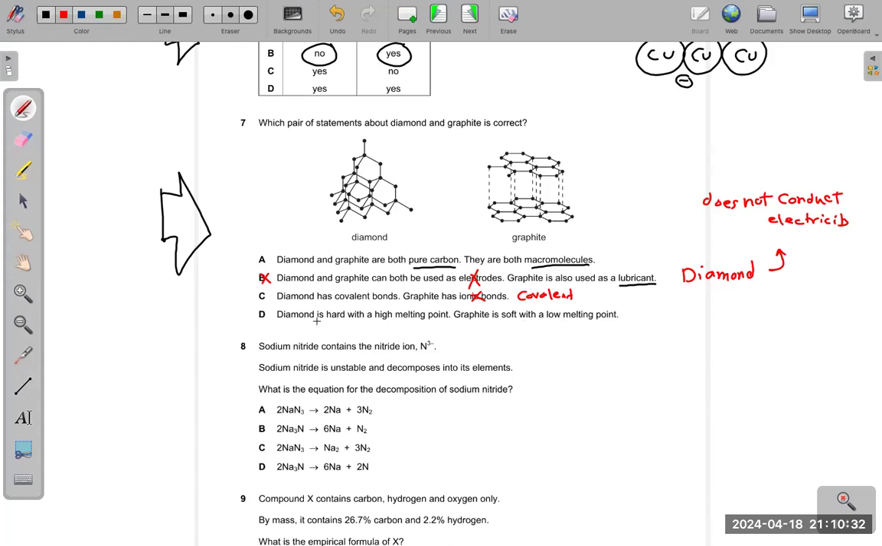Graphite is soft with a low melting point. Is this sentence correct or not? Diamond is hard with a high melting point and graphite is soft with a low melting point. There is only one wrong word here. The sentence is all correct except this part. So graphite is soft. Yes, graphite is soft. It's not hard like the diamond, but it doesn't have a low melting point. It has a high melting point. So this one is also wrong. So the only correct answer is A.